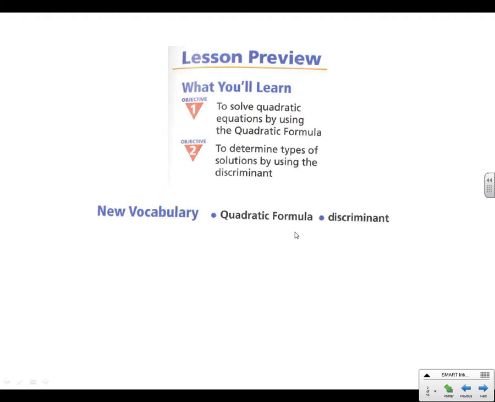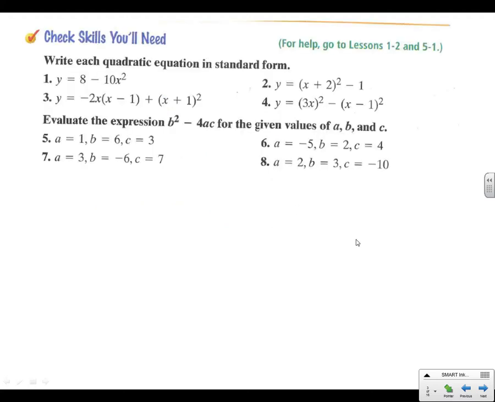Alright, some skills check before we get started. First, we need to write things in standard form. So just a reminder that standard form is y equals ax squared plus bx plus c. And so I'll do one for you. I'm going to do two just to make sure we can do this one.